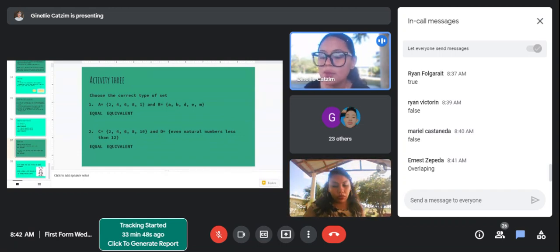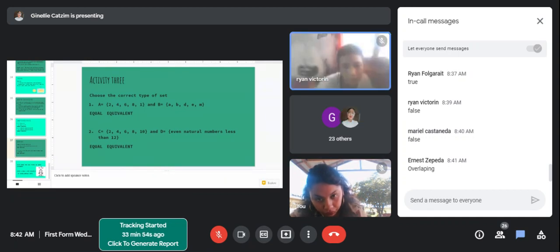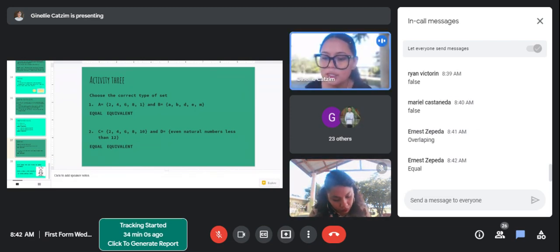Recept, could you answer this one? Because I know you got this one a little. Equivalent, Miss. Anyone else wants to share what they think? Is this equal or equivalent?